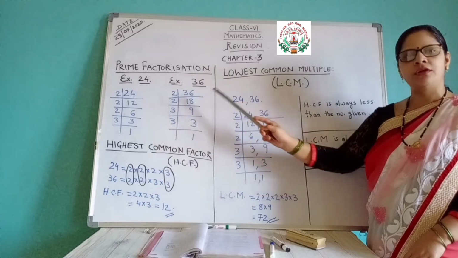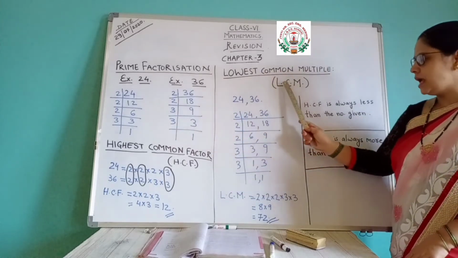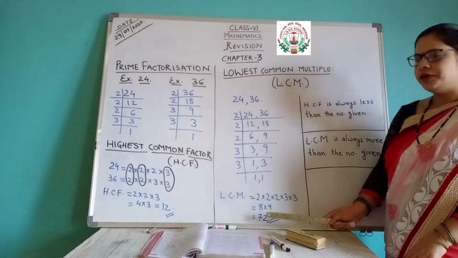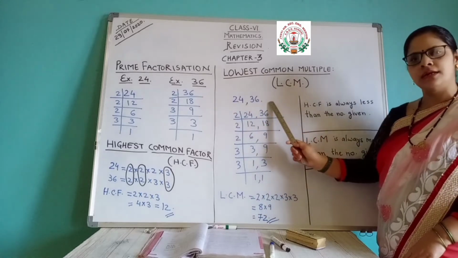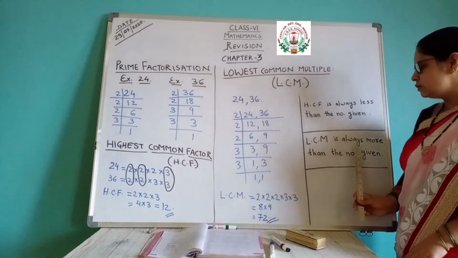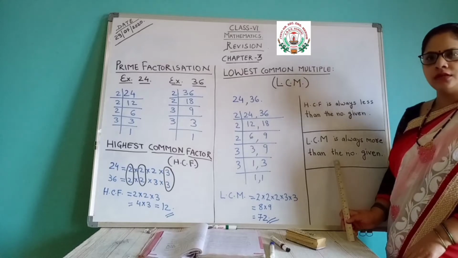12 is less than 24 and 36 both, and for LCM we got 72. 72 is more than 24 and 36 both. So LCM is always more than the numbers given.